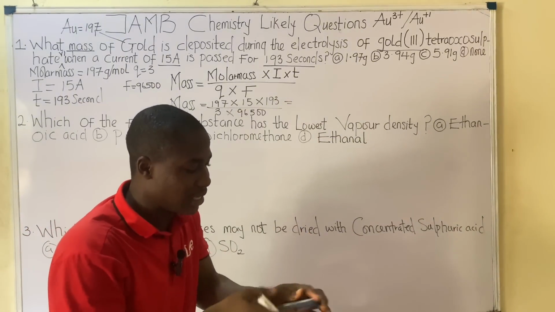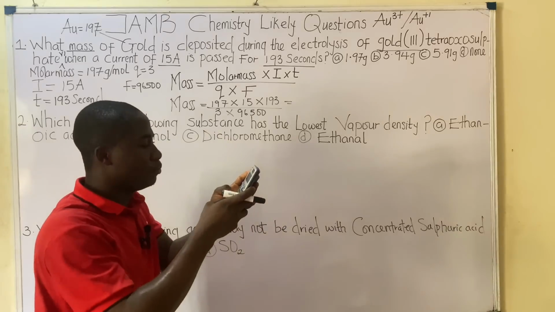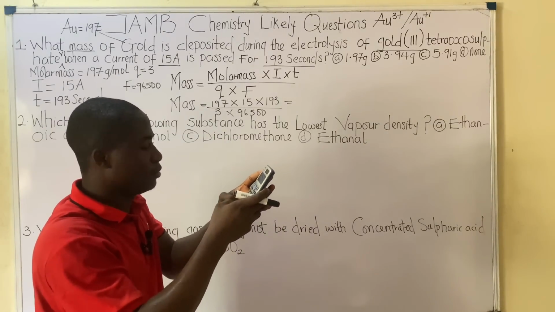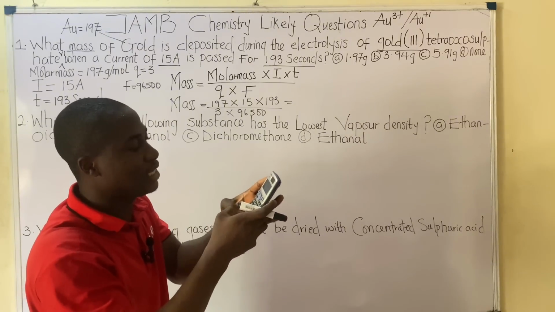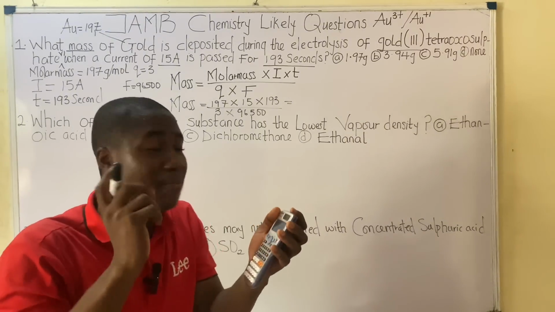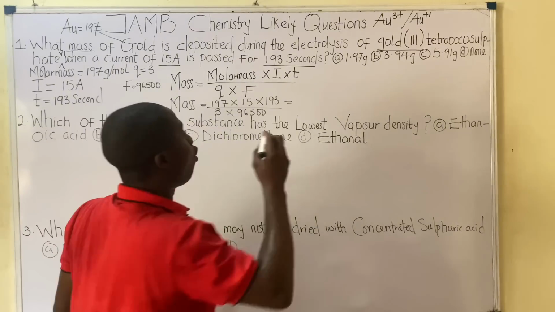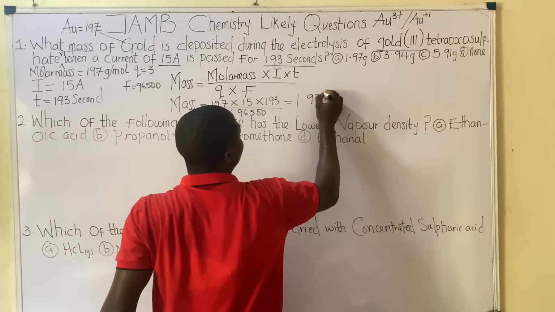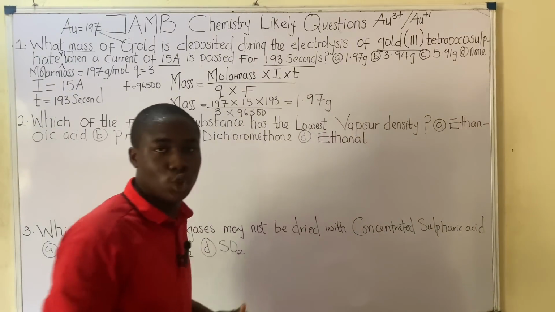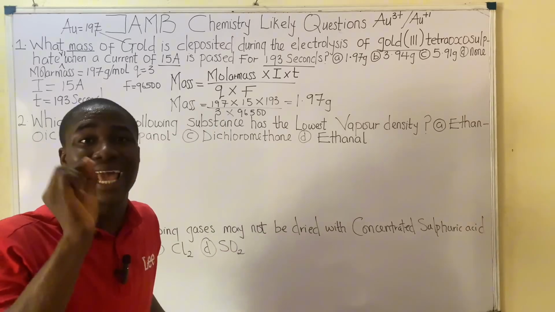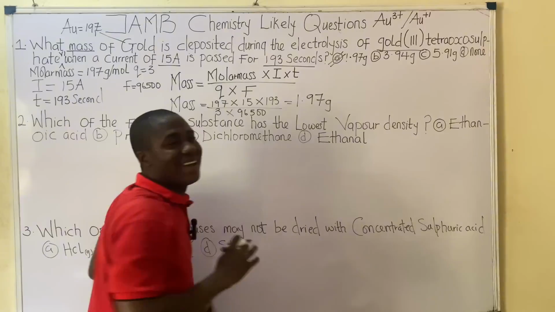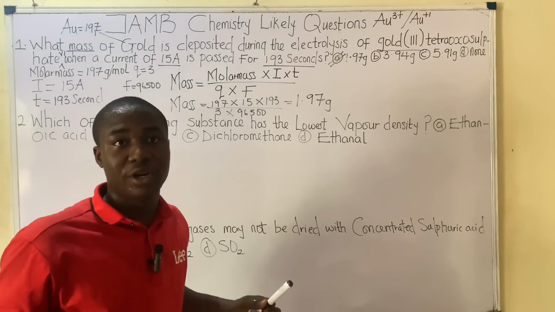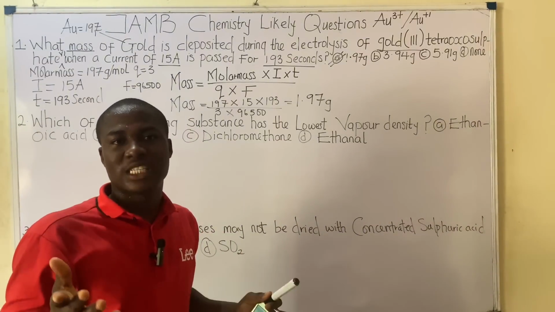So what becomes mass? Mass is going to be 197 times 15 times 193 divided by 3 times 96500. The mass we get here is 1.97 grams. Remember, mass should be in grams, so the mass is 1.97 grams. So the answer to this question becomes option A. You can see how we've solved it. It's actually very easy. So let's get into the next practice question.